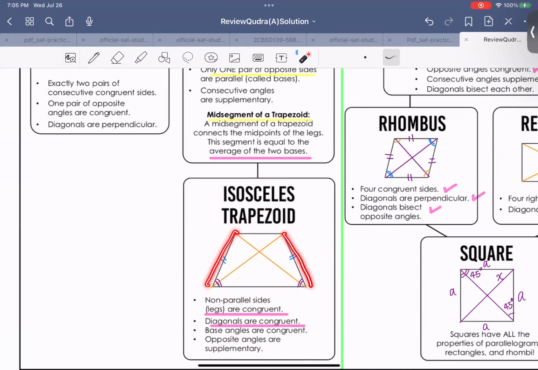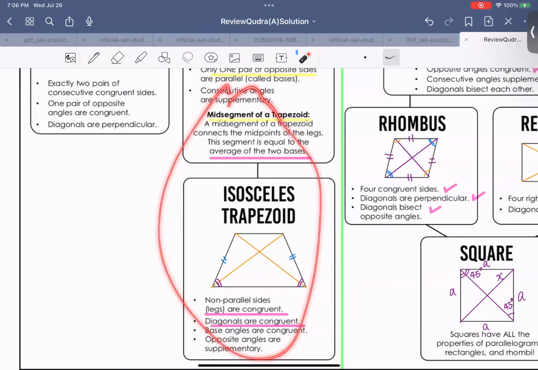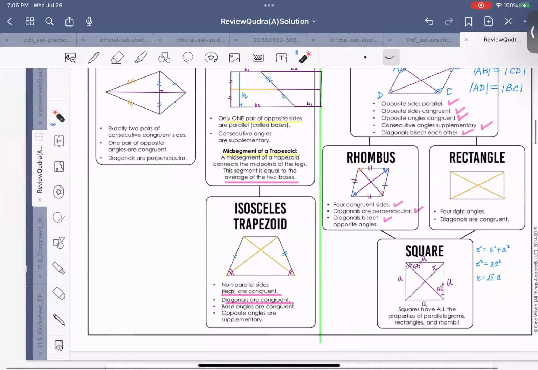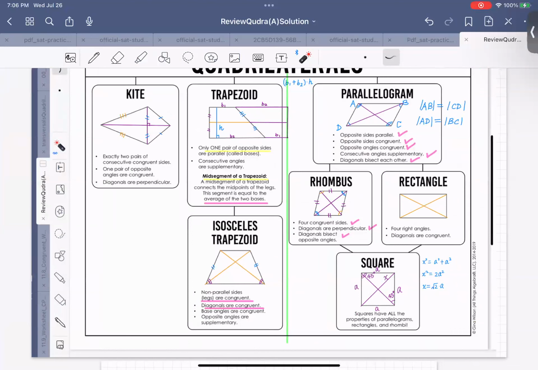These two are called legs. These are the non-parallel sides. This is a parallel side. These two non-parallel sides are congruent, and these two diagonals are congruent. These two base angles are congruent, and these two angles are also congruent. So write down all the properties and be able to apply them. We will practice this very soon today. Everybody finish this part?